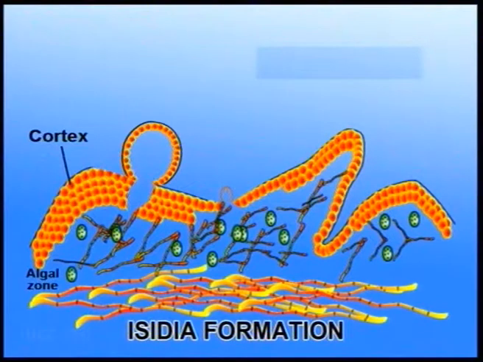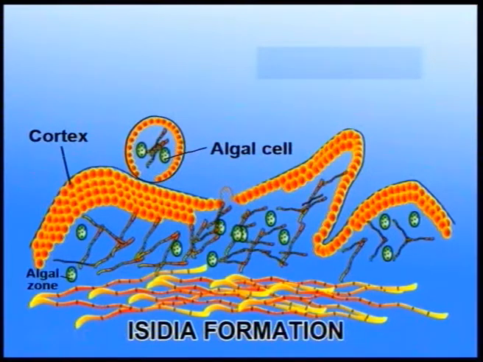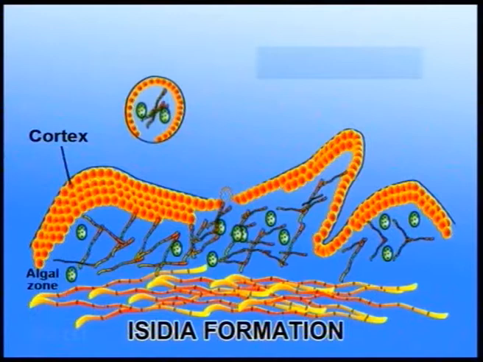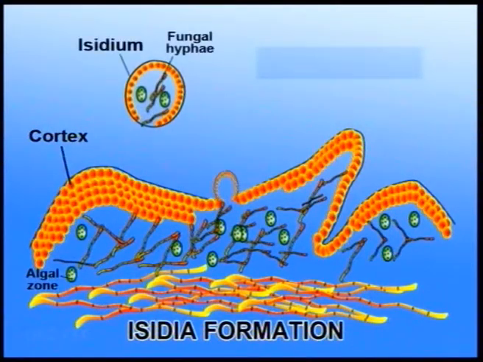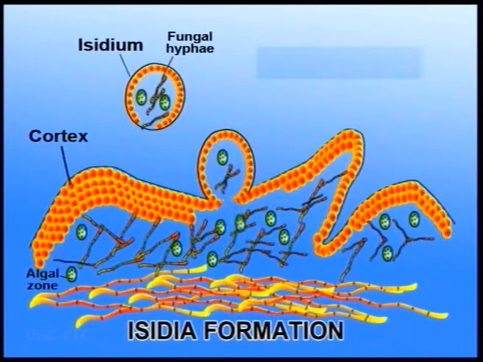Isidia formation. Isidia are small, corticated outgrowths made up of both fungal hyphae and algal cells, and are situated on the upper surface of the lichen thallus. They are constricted basally and are easily broken away from the thallus. A detached isidium develops into a new lichen thallus. For example, species of Parmelia.